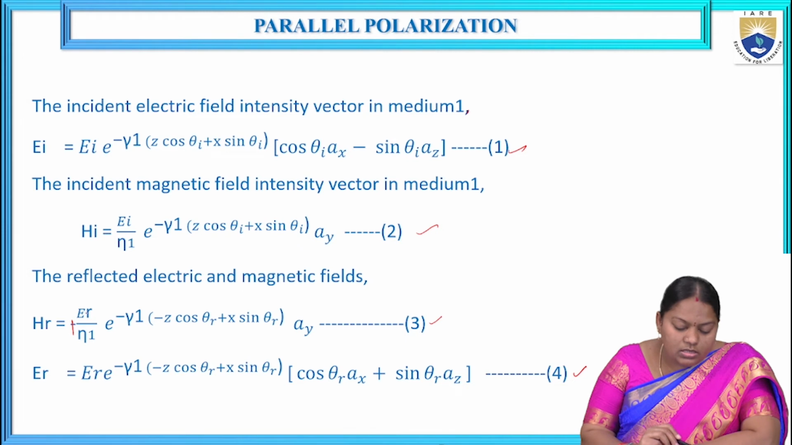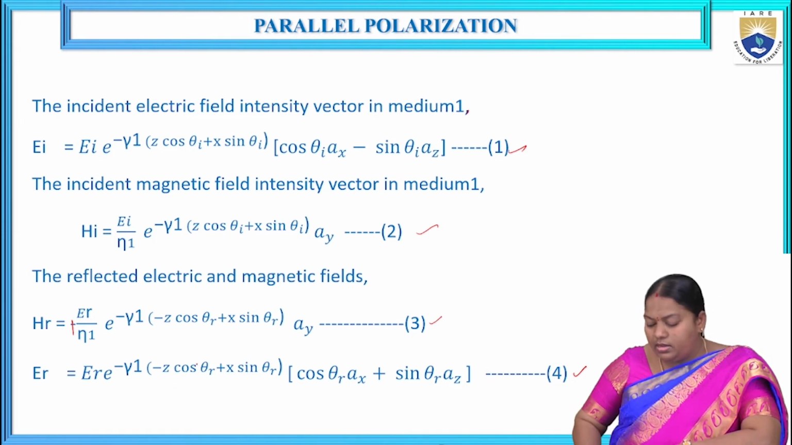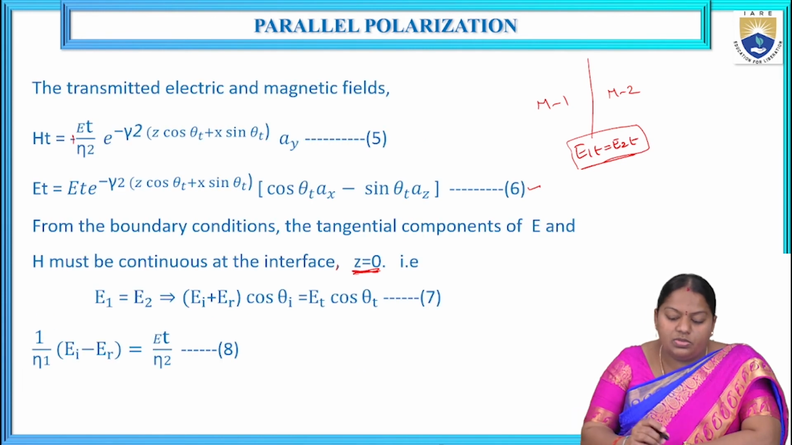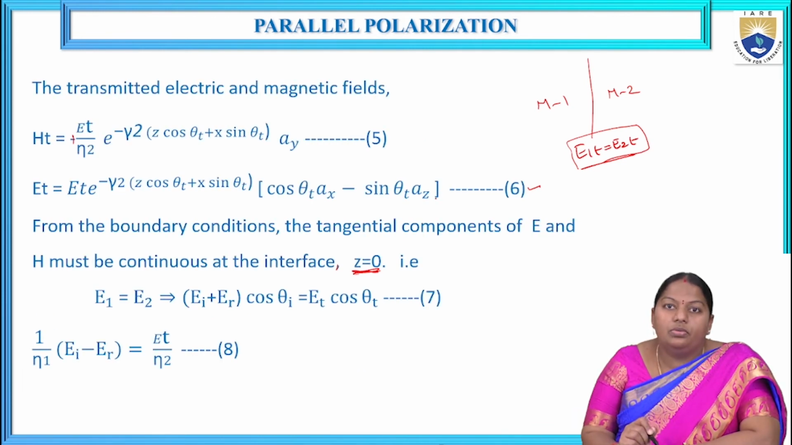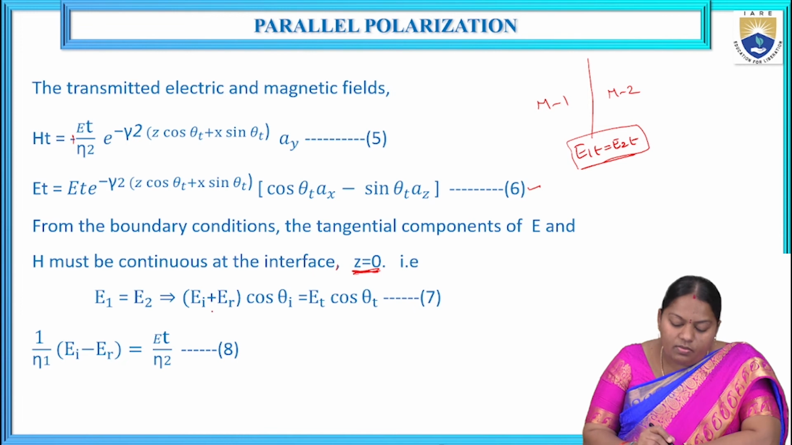And if you consider this ER, here also you substitute Z by 0, and in the ET equation also we substitute Z by 0. So from all the relations we have got EI plus ER into cos theta I equal to ET into cos theta t. Right? See, both sides exponential functions are the same, hence both get cancelled.